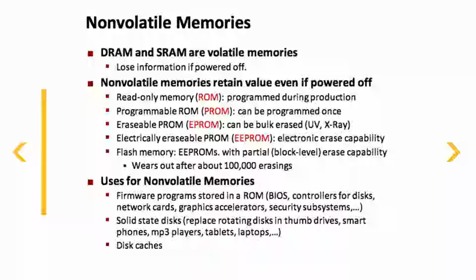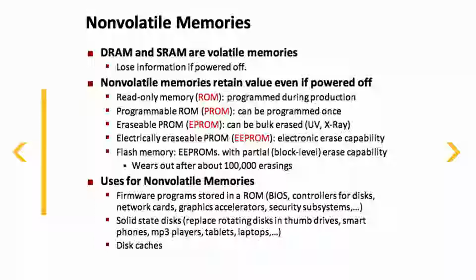Now, dynamic RAM and static RAM are what we call volatile memories. They lose the information if we power them off. So if we just cut the power to them, all the information stored in there, all those bits just kind of go away. We can't get them back. We also have non-volatile memories that retain their value even if they're powered off.